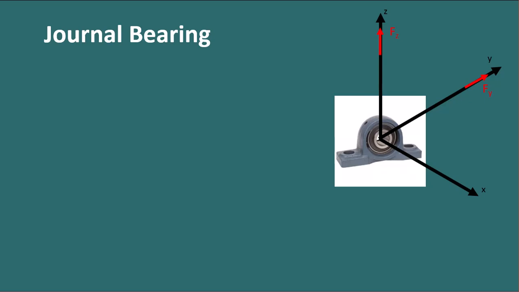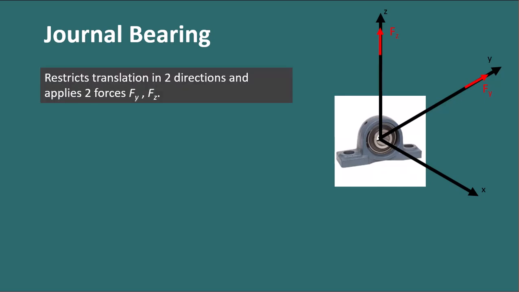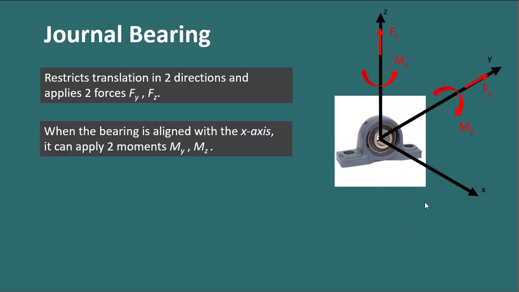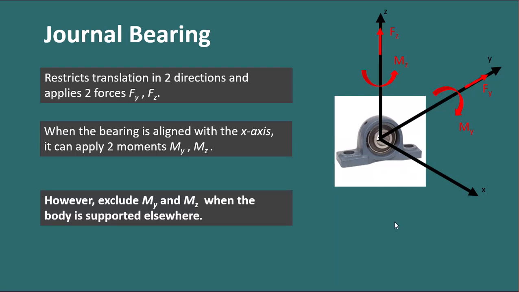A journal bearing restricts translational motion along y and z, so it applies two forces, Fy and Fz. It does not apply any force along the x-axis. When the bearing is aligned with the x-axis, it can apply two moments, but however, as before, we do not want a bearing to support any moments, so we exclude My and Mz when the body is supported elsewhere.